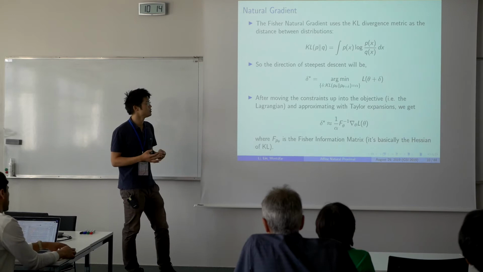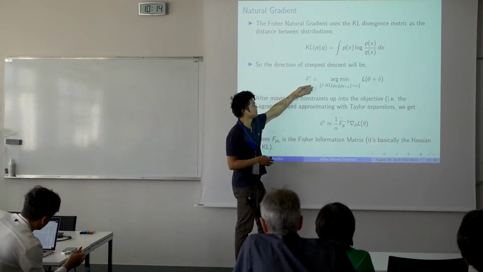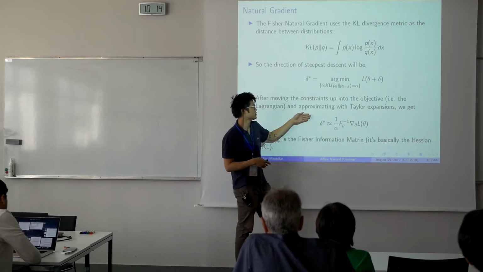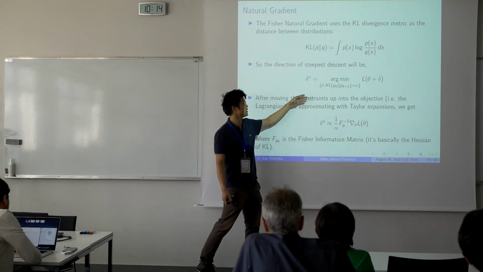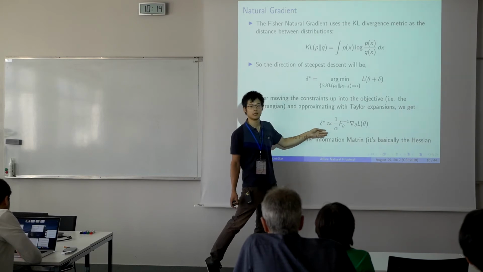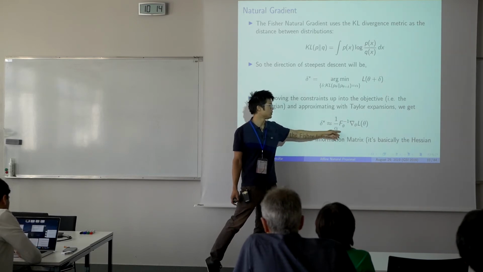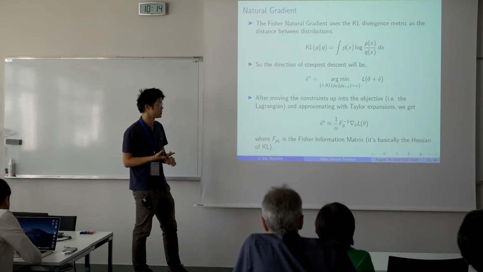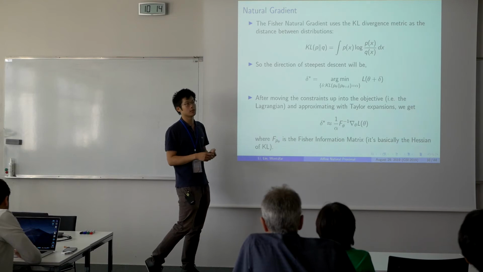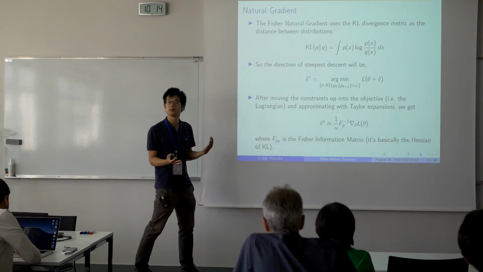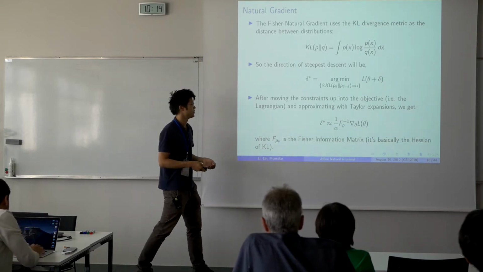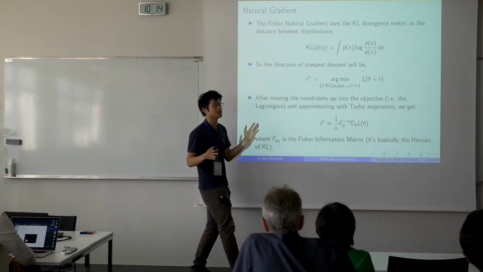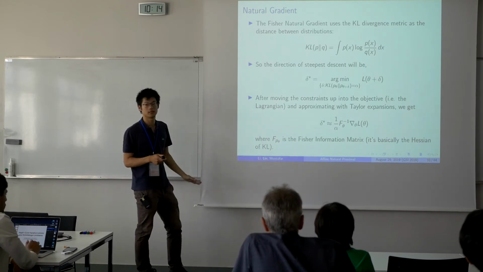Then you can do some Taylor expansions to approximate what delta star equals, and you'll get this expression over here, where F sub theta is the Fisher information matrix, which you can think of as the Hessian of the KL. So you expand this in a Taylor series, and then you can solve for delta star approximately, and you'll get that expression.